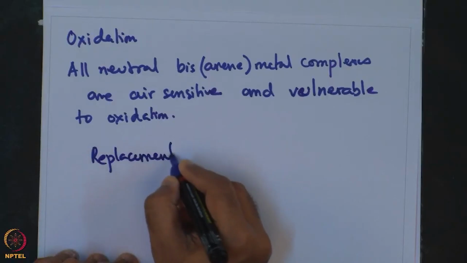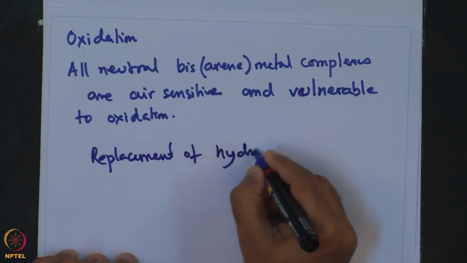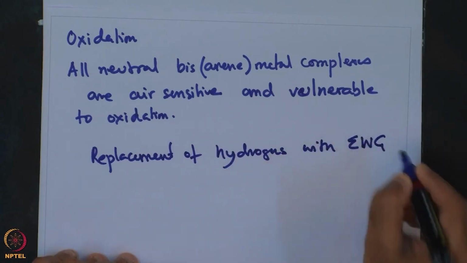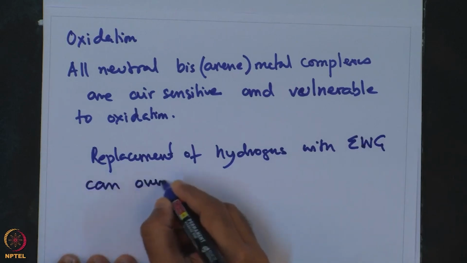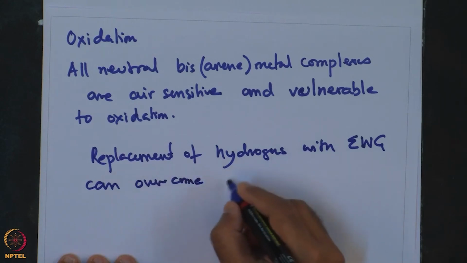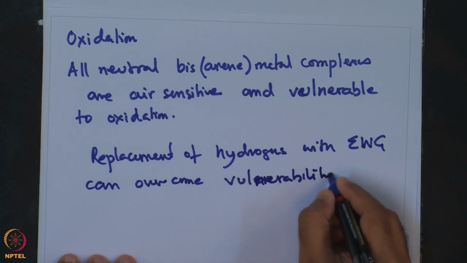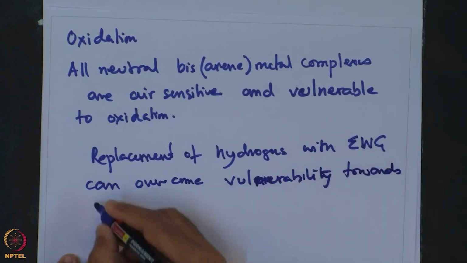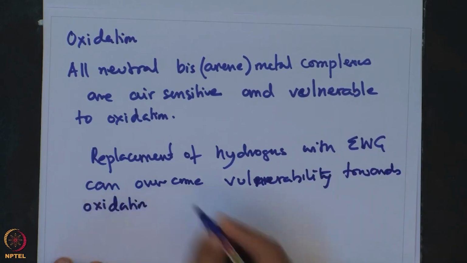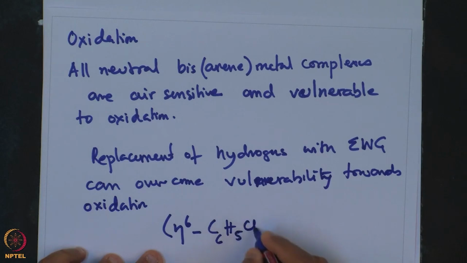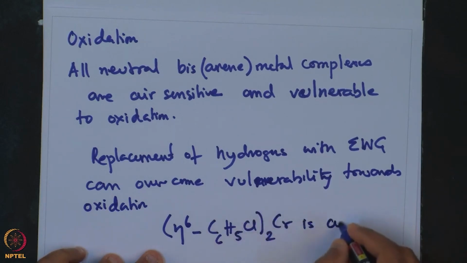And this vulnerability towards oxidation can be overcome by replacement of hydrogens with electron withdrawing groups. Example, (eta6-C6H5Cl)2 chromium is air stable.